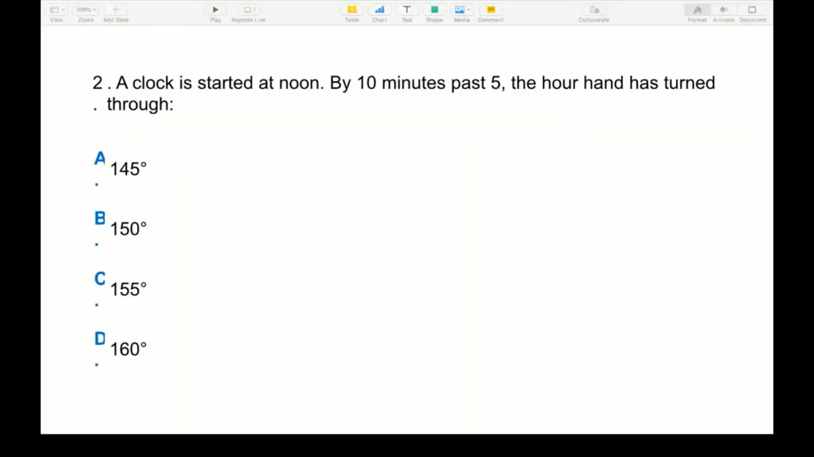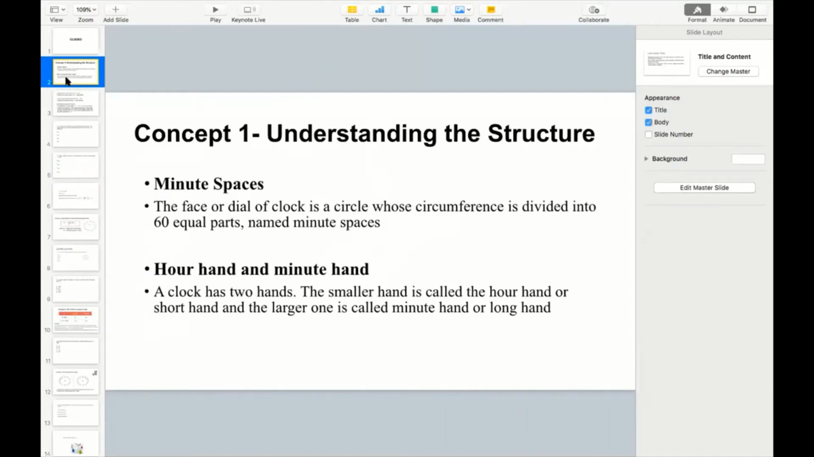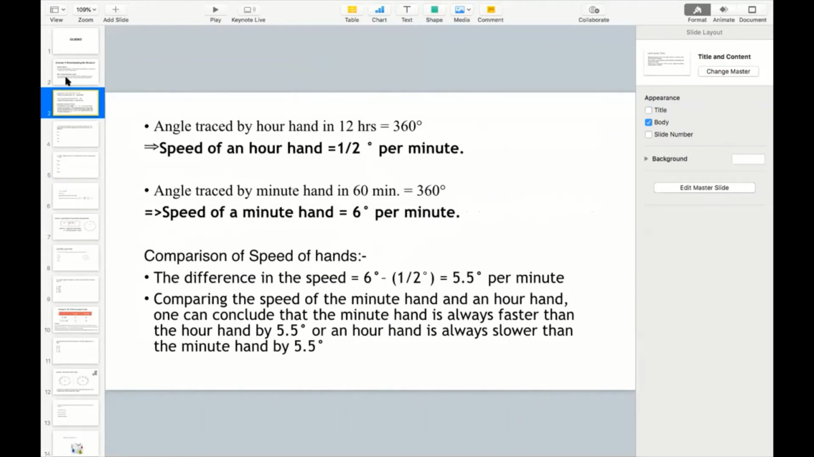Similarly, next question for you. So this was the first slide, Sandesh. Simple understanding of the structure. What are minute spaces? What is the hour hand? What is the minute hand? The second slide is what we were discussing. The speed of the hour hand is half a degree per minute. The speed of the minute hand is 6 degrees per minute. And the relative speed is 6 minus half, 5.5 degrees per minute. These two were the slides which we have discussed till now.